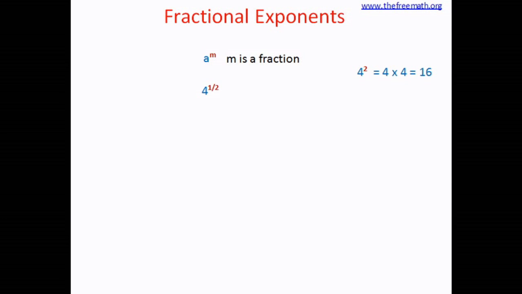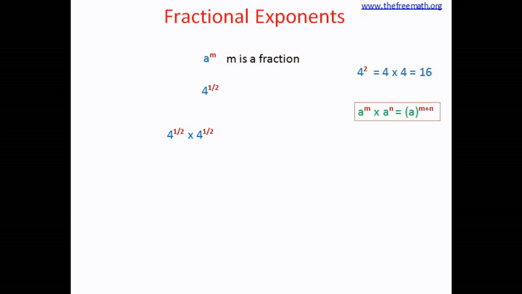Now in this fractional exponent, the exponent is 1/2. How does this work? To understand this, let's consider 4 to the power of 1/2 multiplied by 4 to the power of 1/2. Now we know that when we multiply two numbers and the base is the same, we add the exponents. Like this, a to the power of m multiplied by a to the power of n equals a to the power of m plus n.